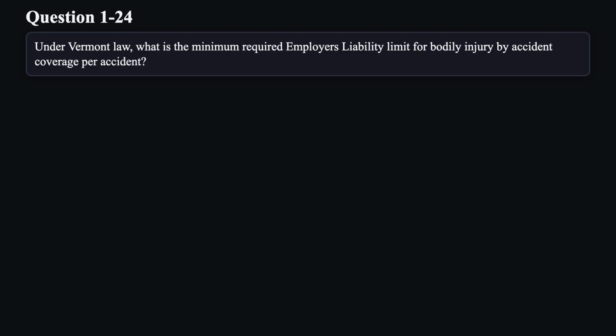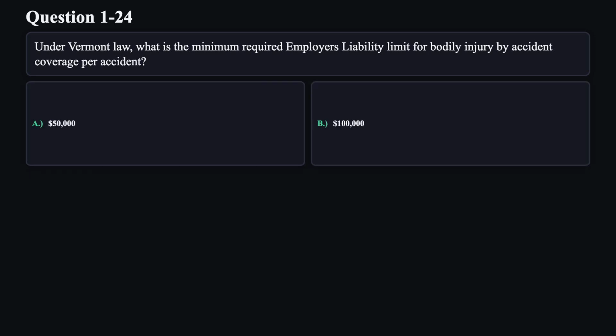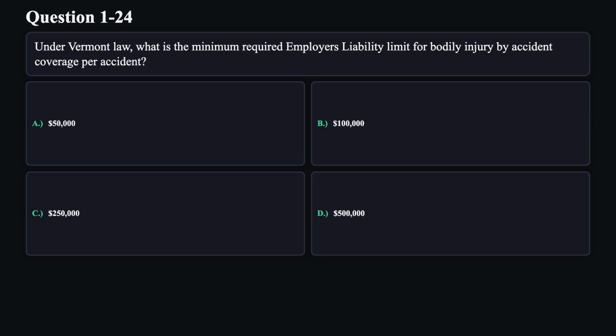Question 24. Under Vermont law, what is the minimum required employer's liability limit for bodily injury by accident coverage per accident? A. $50,000. B. $100,000. C. $250,000. D. $500,000.